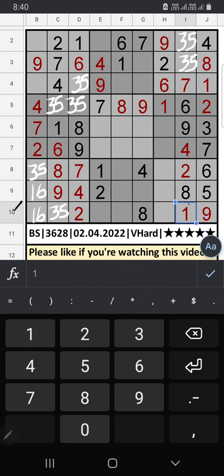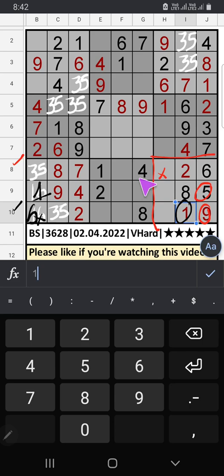Tenth row we have 1. So 1 can't come in this cell. 1 is confirmed here. Then 6 is here. 8th row, 3 numbers are remaining, 3, 5, 9. 9th column we have 5 and 9. So 5 and 9 can't come in this cell. It will come in the two cells.